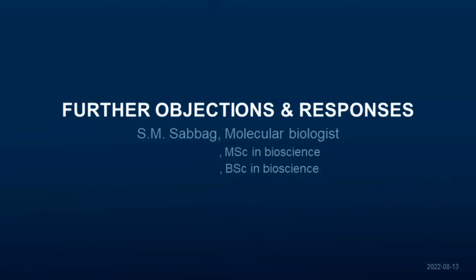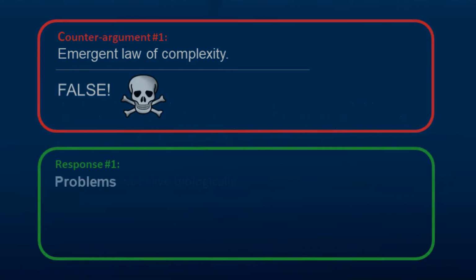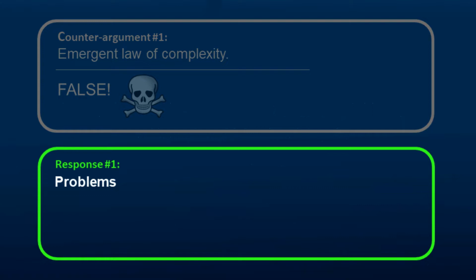Further objections and responses in natural science. One counterargument is that the hypothetical law called the emergent law of complexity can account for the origin of information in DNA. This argument is completely false. This explanation has several problems.